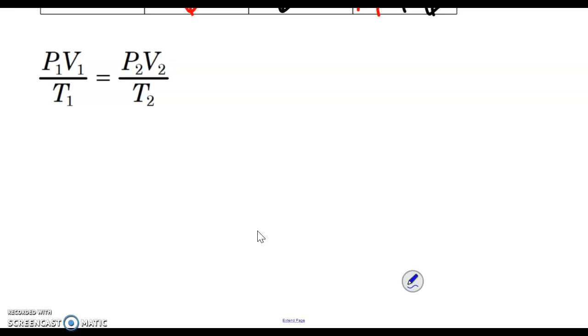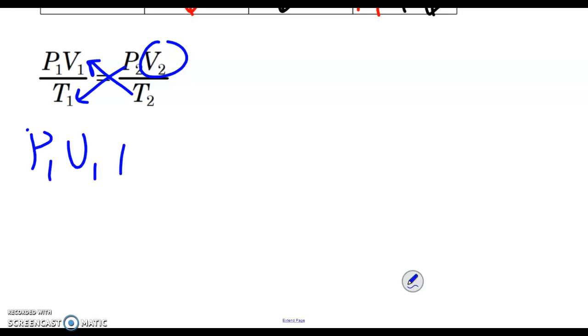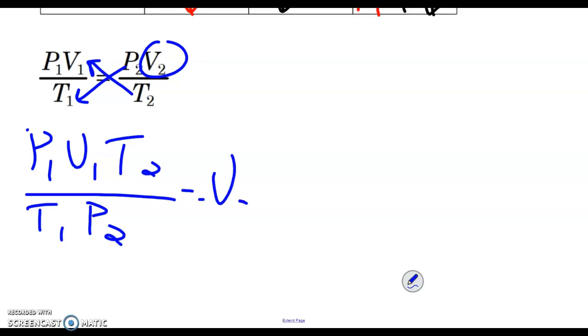I am looking for my second volume. So that means I'm going to move pressure and temperature across diagonally. Once again, that leaves me with P1, V1, and T2 in my numerator, T1 and P2 in my denominator to find my second volume. Now I'm ready to move on to my railroad tracks and calculations.